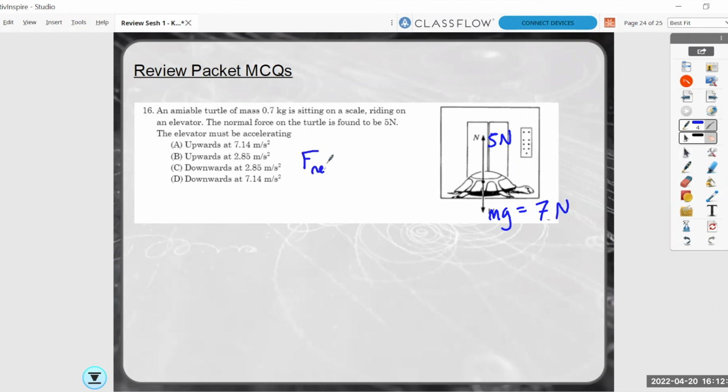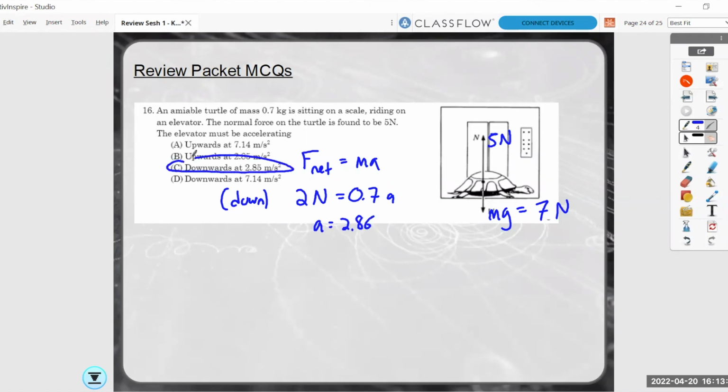That means the net force is going to be not 7, not 5. The net force here is going to be 2 newtons in the downward direction. 2 divided by 0.7 here, so we get an acceleration of 2.86 or so, 2.85, 2.86 in the downwards direction. That is, the normal force is weaker than gravity here. So our turtle is in fact accelerating downwards.